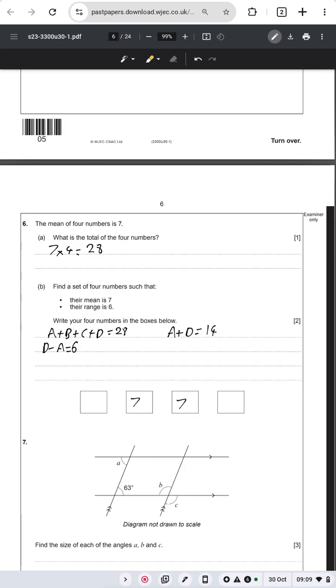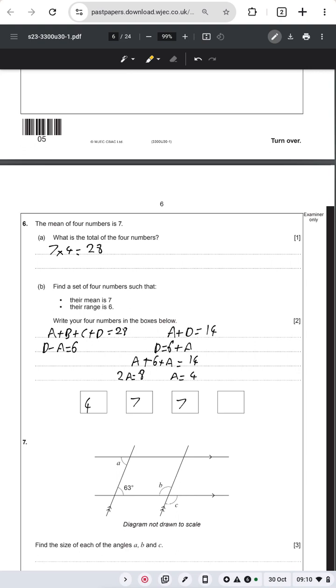However, we know that D is equal to 6 plus A. So if I rearrange D minus A and I bring the A to the other side, we get D is 6 plus A. If I substitute that in, we have A plus 6 plus A is equal to 14, which means that 2A is equal to 8 because the 6 comes over and becomes minus 6, so 14 minus 6 is 8, which means that A is equal to 4, so we can put that in there.